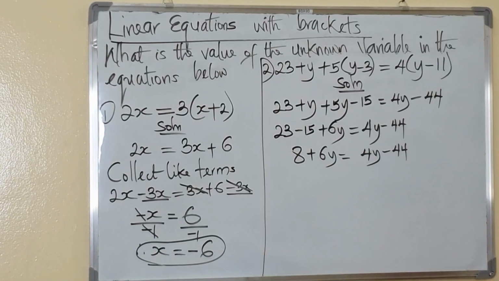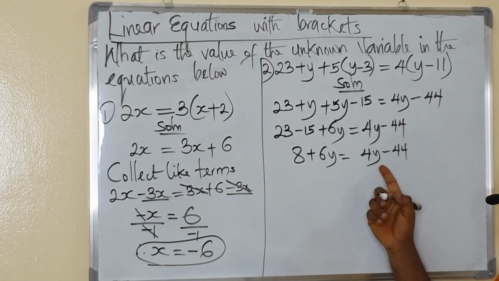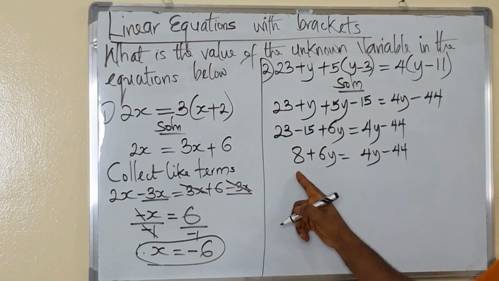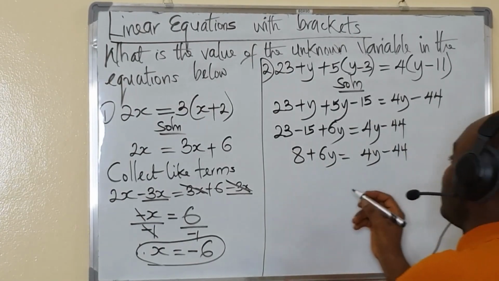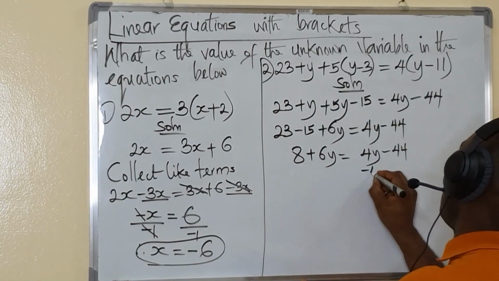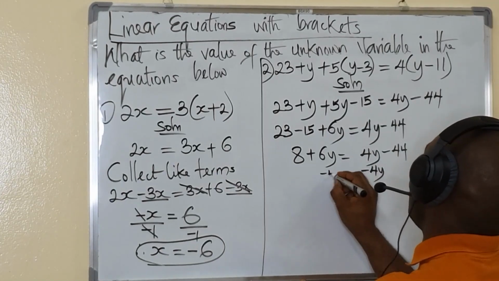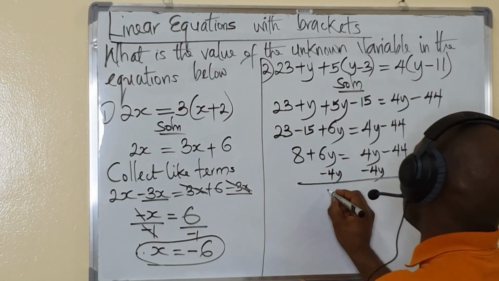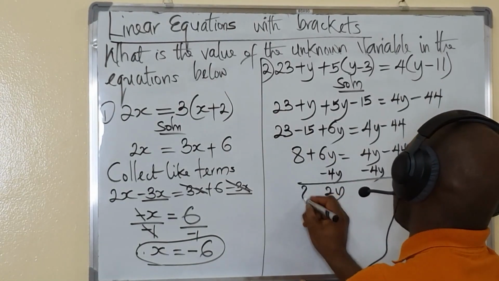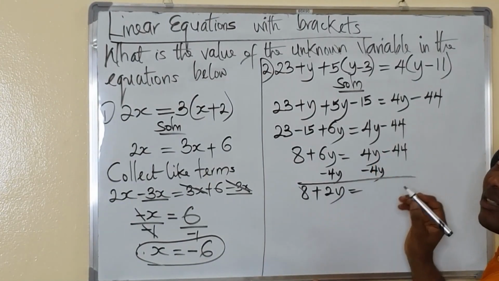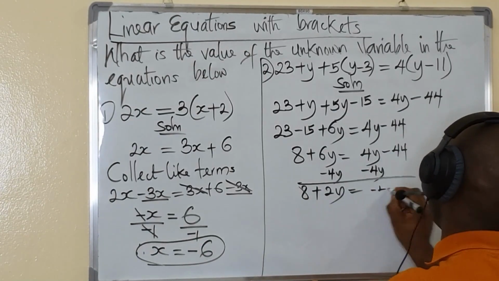At this stage, we can now collect like terms together from both sides. To do that, I am going to transpose 4y to the left hand side and transpose the constant 8 to the right hand side. So I subtract 4y from both sides first. I subtract 4y from the right, and I also subtract 4y from the left. When I do this, 6y minus 4y leaves us with 2y. Remember your 8, bring it down. 8 plus 2y on the left is equal to 4y minus 4y, which goes away, 0. So we are just left with negative 44.